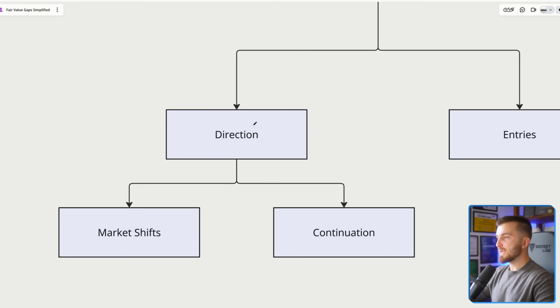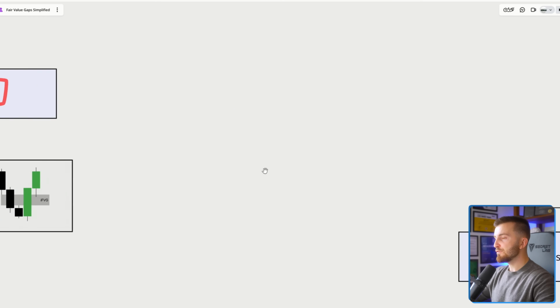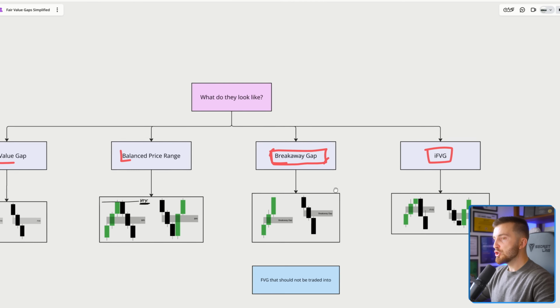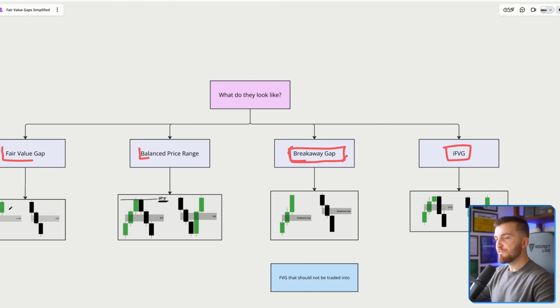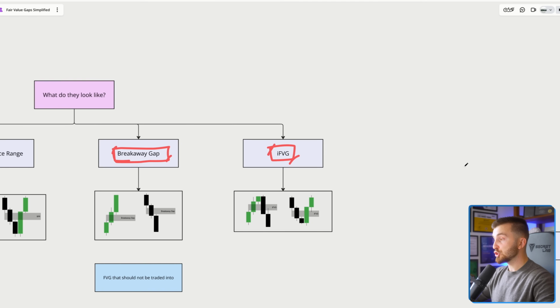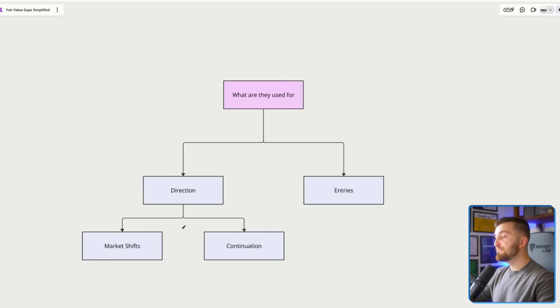But when we're talking about the direction, it's 2 things. It's when we have a shift in market structure or when we have continuation in market structure. So if we go back to the different types of fair value gaps, you already know that all of the fair value gaps that will be respected are marking the continuation of a trend, while the balanced price range and the inverted fair value gap are marking a market structure shift. And we will see very soon how this applies in our charts.